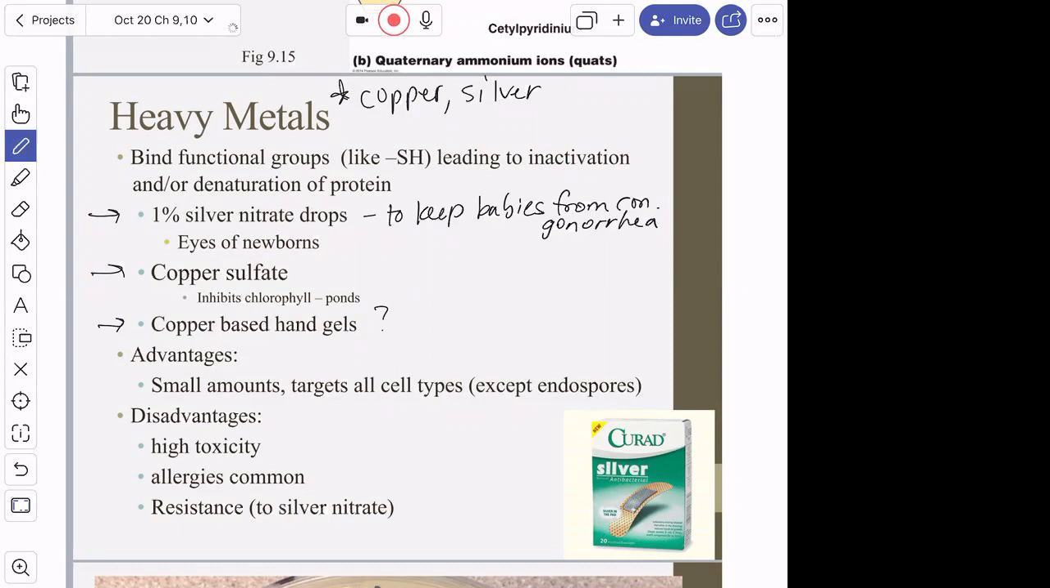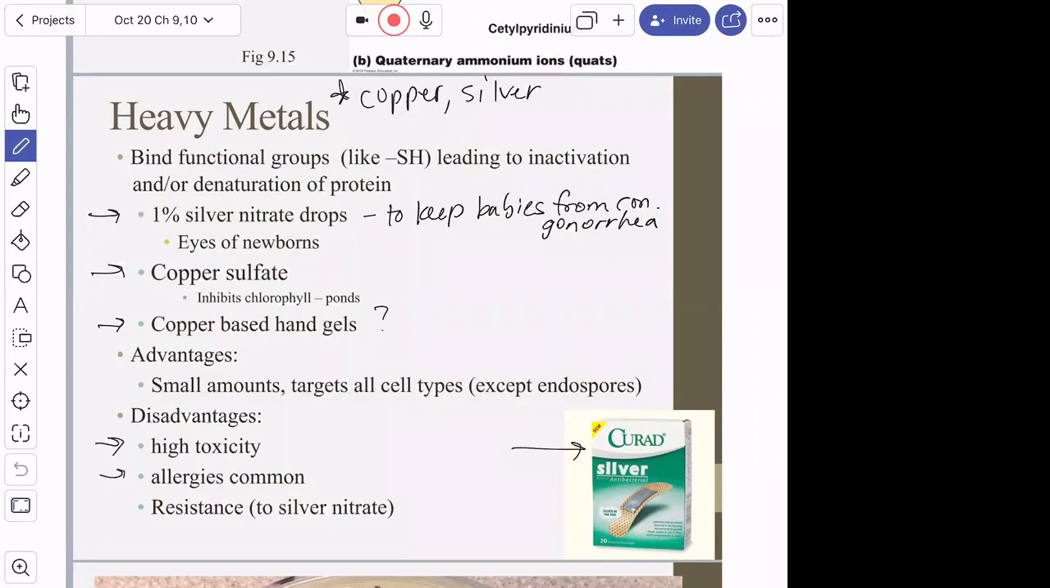I think you can get socks with silver in it. It's supposed to cut down on odor, because the odors come from bacteria on our feet. Okay, like I mentioned, not as many uses as we'd like because of the high toxicity. At one time, there were bandages on the market that had silver in them. Again, just a little bit more irritating. I haven't been able to find them anywhere anymore.